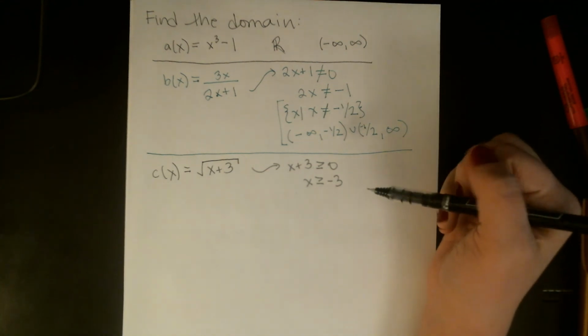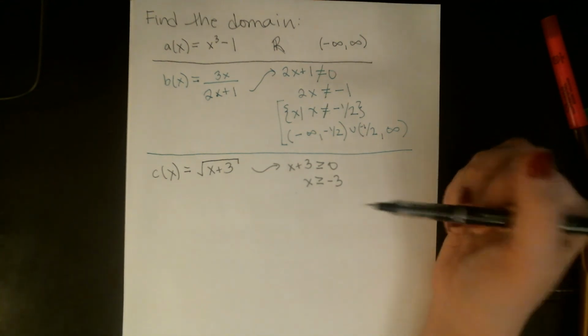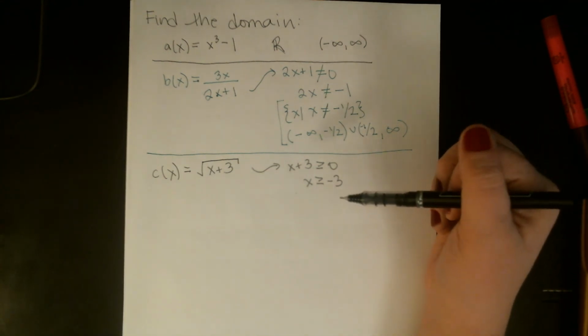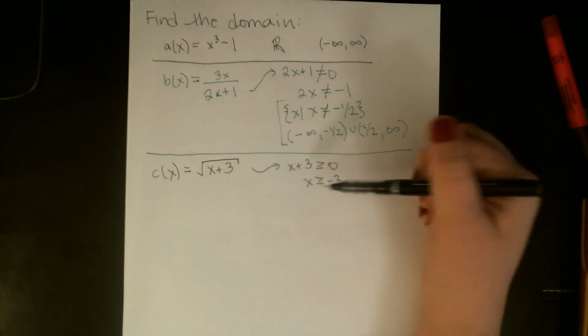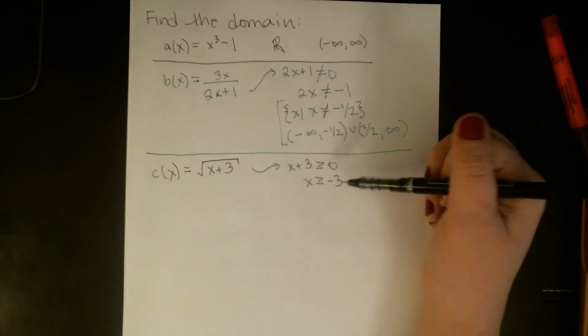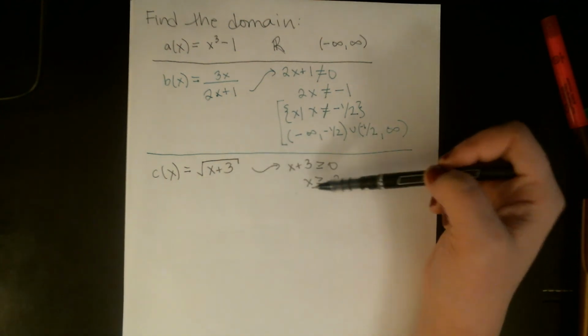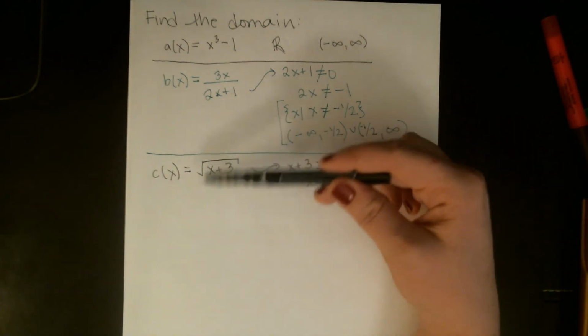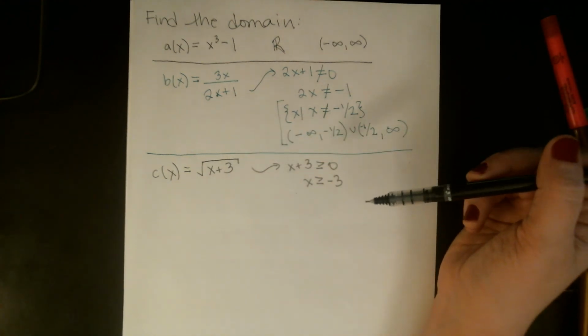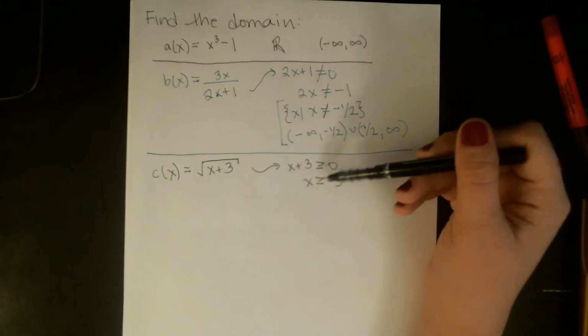So if we want to make sure that we are allowed to take the square root of x plus 3, we're going to make sure that the x that we're starting with is at least negative 3. If we start with negative 3, we get the square root of 0. If we start with something bigger than negative 3, we'll get the square root of something bigger than 0. So again, just this as a domain looks great to me.